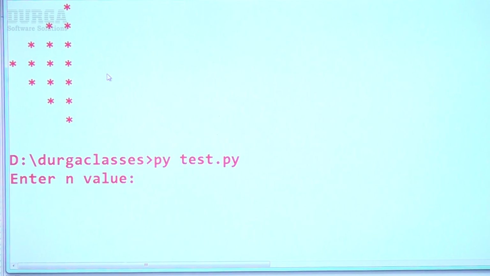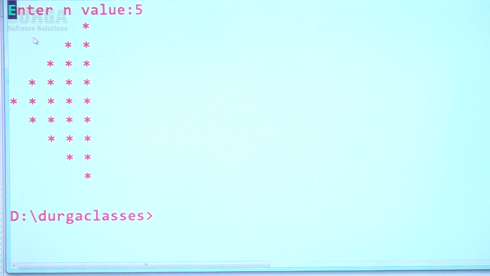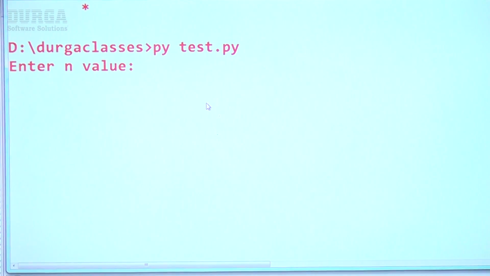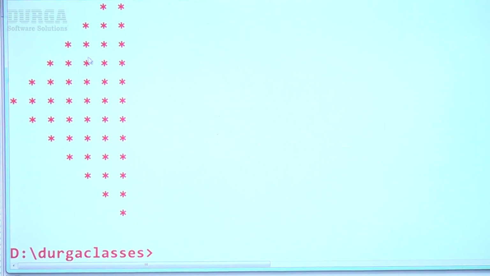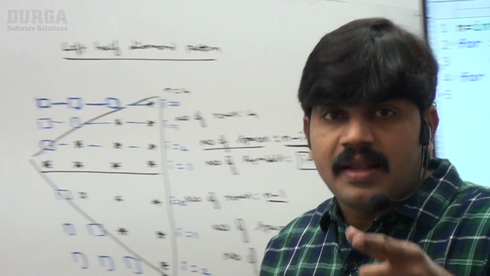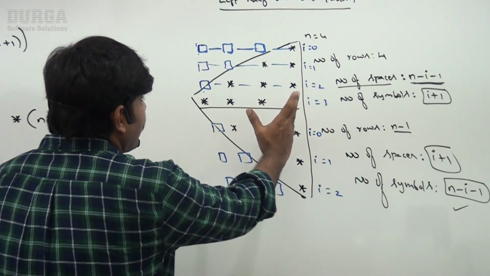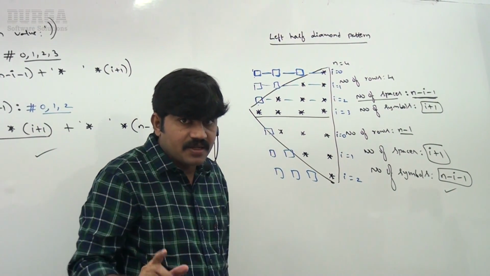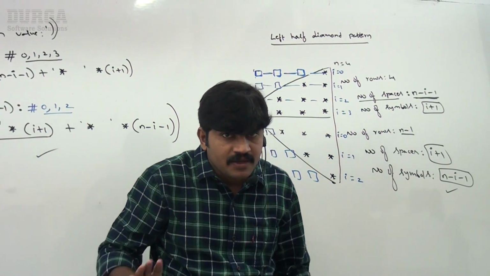Okay, similarly n is equal to 5 I am taking. Yes, perfect, sir. n is equal to 5. Perfectly it's going to work. Sir, if I take n is equal to 7. Yes, n is equal to 7. Have you observed, right? Perfectly it's going to work. We are not required to worry. So this is about the left half of the diamond pattern with the star symbols, right? Is everyone in a position to understand? Clear, right?